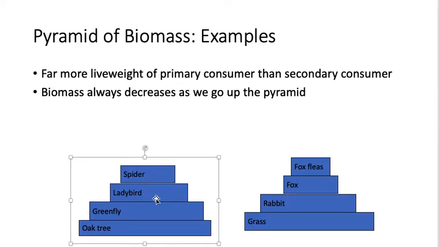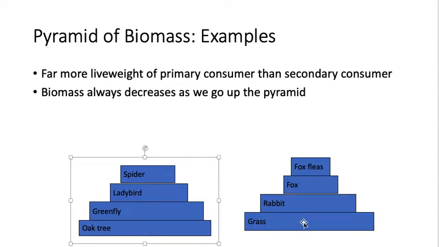So the biomass takes into account not just the number of organisms, but the mass that they would have if they were all weighed. So if the full population of ladybirds was taken into account and you were able to weigh each one of them, they would weigh a lot more than the weight of the spiders that will eat them.